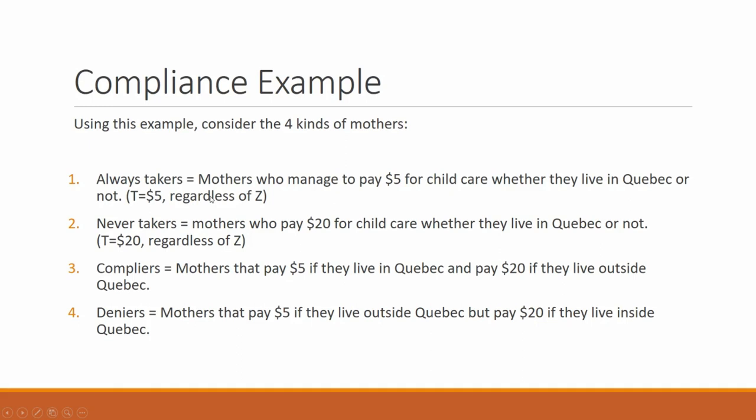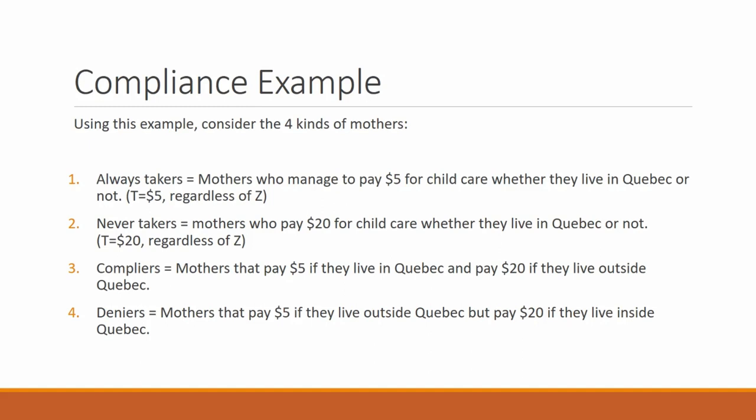All right, so let's consider the four kinds of mothers. There's the always takers. These are the mothers who manage to pay $5 for childcare, whether they live in Quebec or not. So it doesn't matter whether they live in Quebec or not, they pay $5 for their childcare. Never takers are mothers who pay $20 for childcare, regardless of whether they live in Quebec or not. Again, living in Quebec doesn't affect them. They pay $20 no matter what. They're the never takers. Then there's compliers. Compliers are the mothers that pay $5 if they live in Quebec, and they pay $20 if they live outside Quebec.